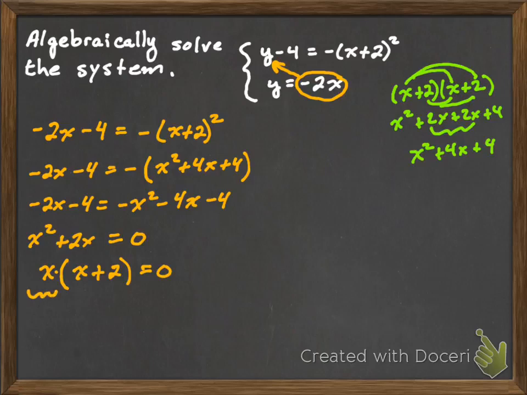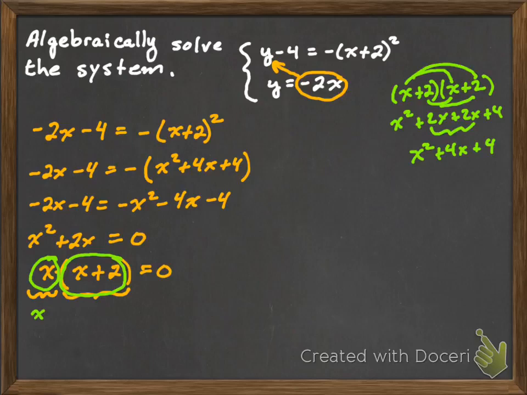We have this factor multiplied by this factor, and we have to get 0 as an answer. Well, if we have to multiply two things together and get 0 as an answer, that means one of these two factors has to be 0. So either this has to be 0 or this has to be 0.